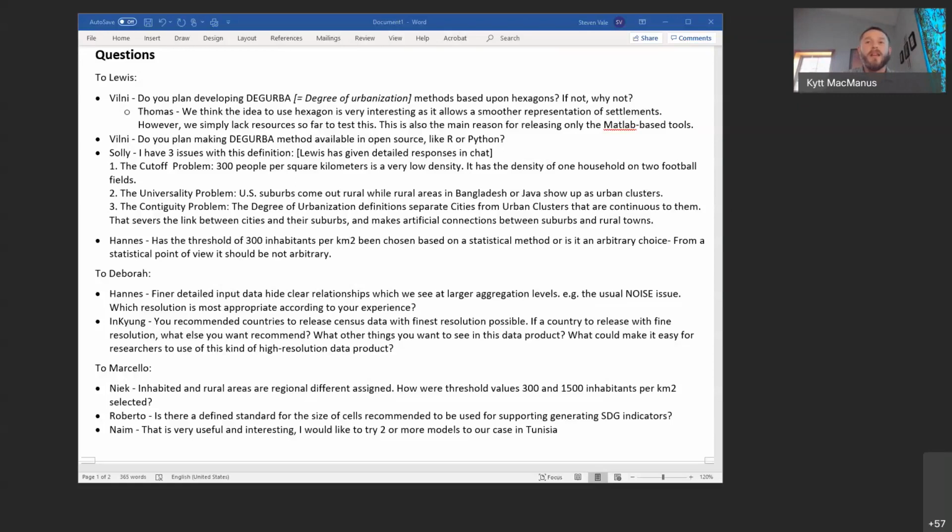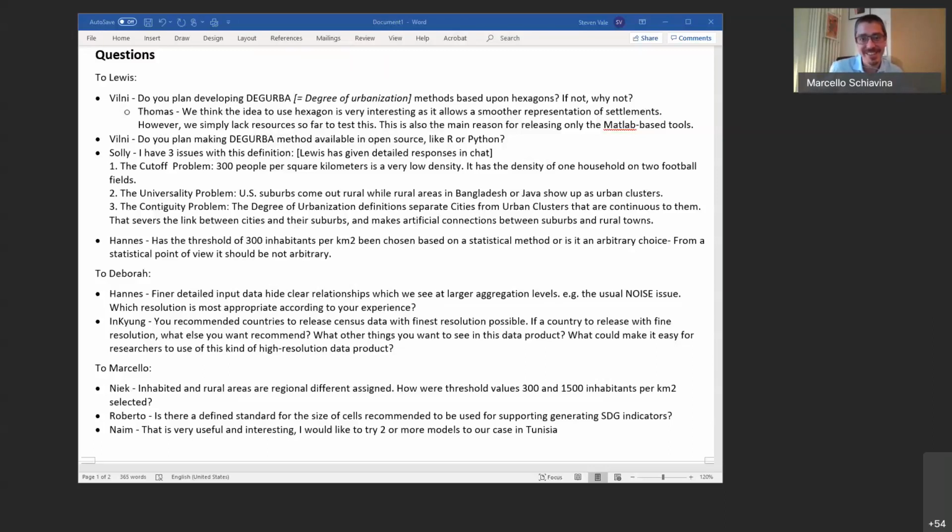Marcello, a question from Nick is a technical question. It says inhabited and rural areas are regionally differently assigned. So how were the threshold values of 300 and 1,500 inhabitants selected? Well, I think this is more a question for Louis. I'm happy to answer that. I know we ran a sensitivity analysis on this. Based on the result of this analysis, those thresholds were selected. Maybe Louis, you can add some.